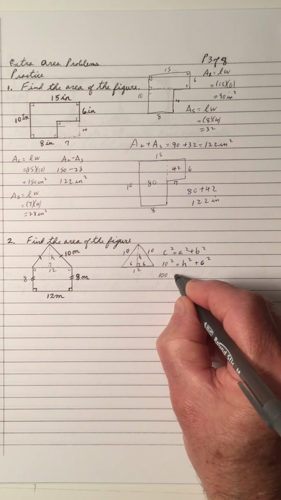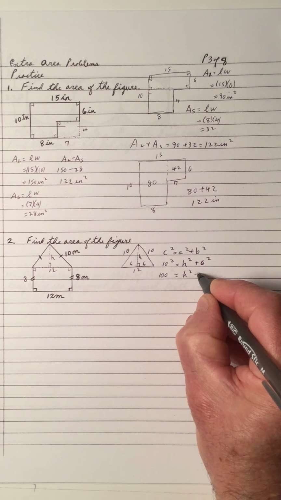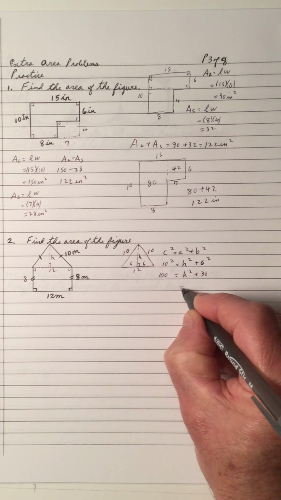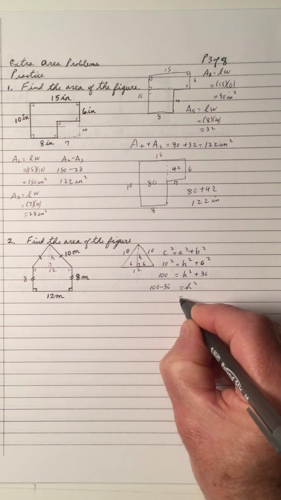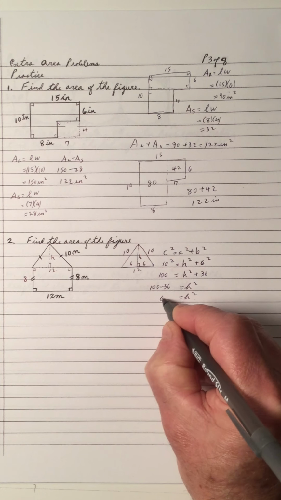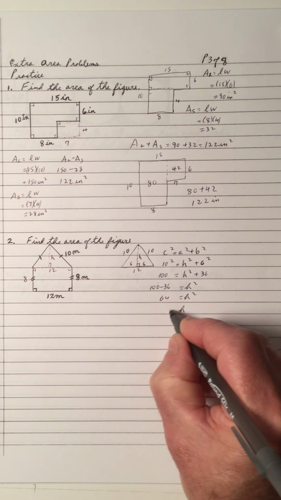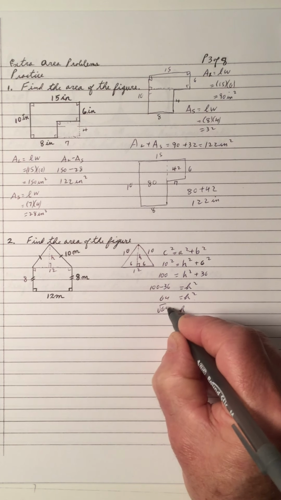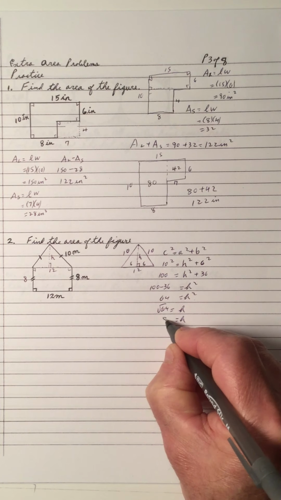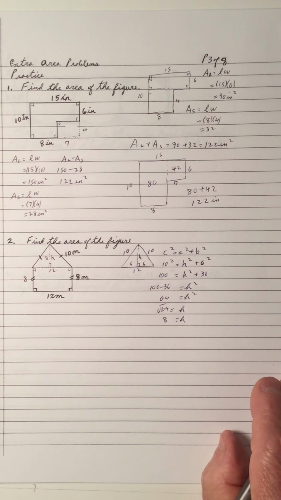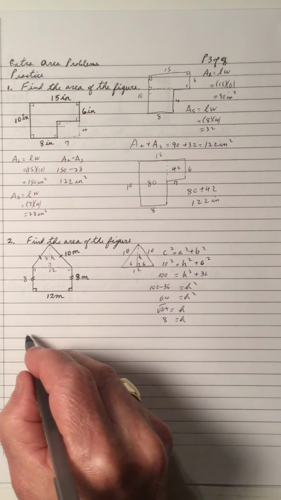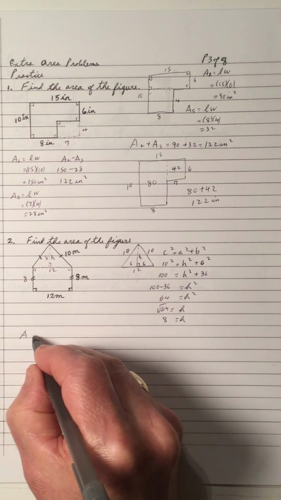So that's 100, 10 squared, H squared, 6 squared is 36. So H squared is 100 minus 36. So H squared is 64. So H is equal to the square root of 64. So the height is 8. So the height of this triangle is 8. That means I can find the area of both of these. So I can find the area of the rectangle.